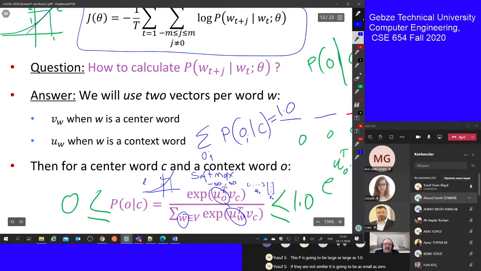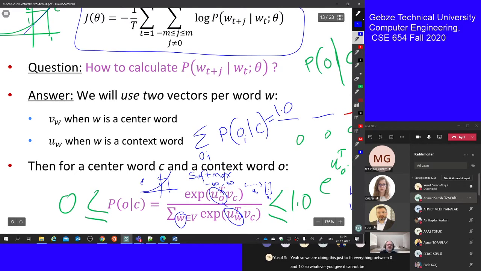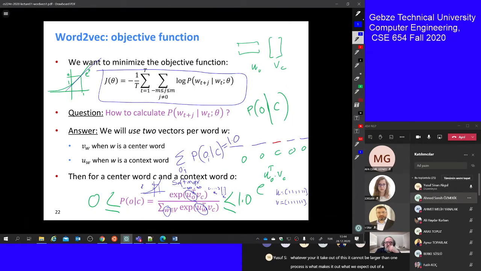So what you said at the beginning is correct. So we are doing this just to fit everything between 0 and 1.0. Whatever you give, it cannot be smaller than 0. Whatever you take out of this, it cannot be larger than 1.0. That's what we expect out of a probability.